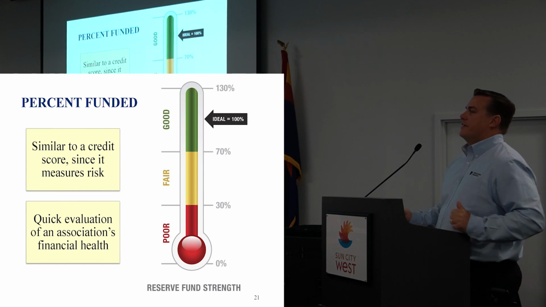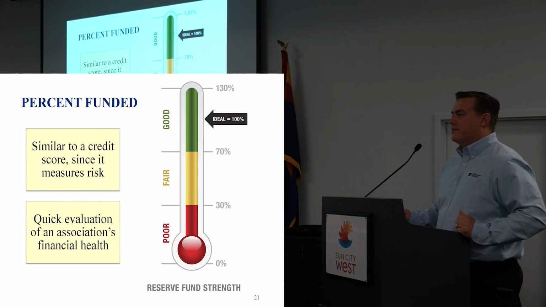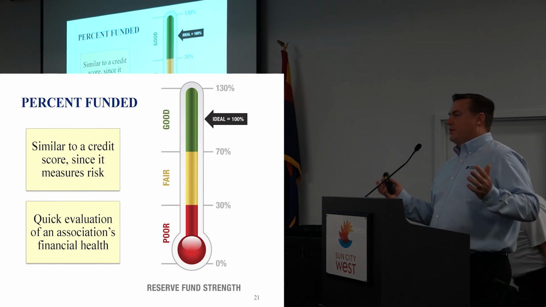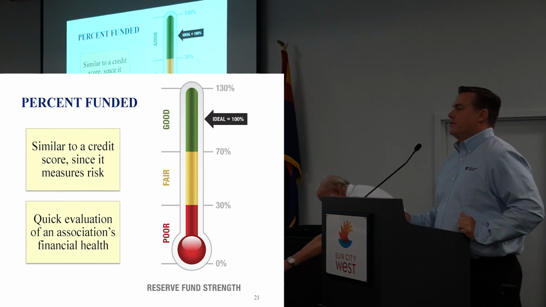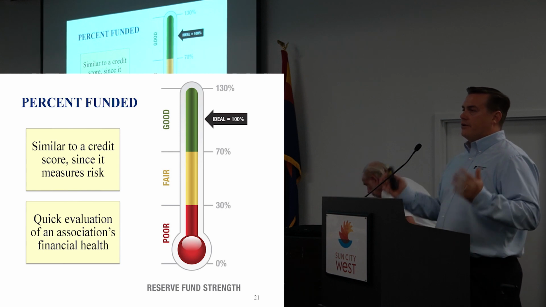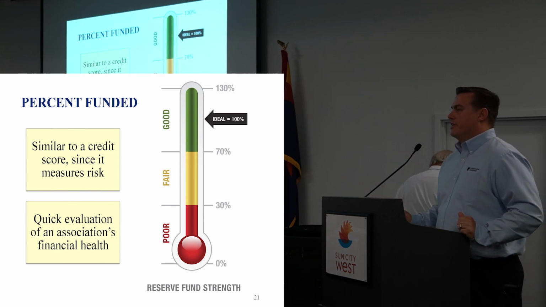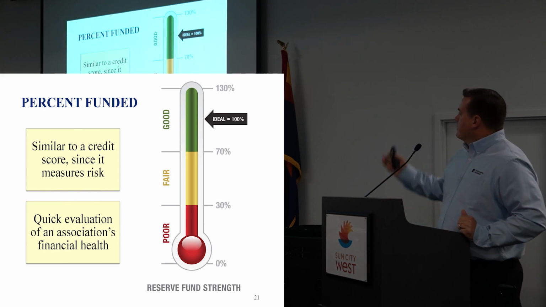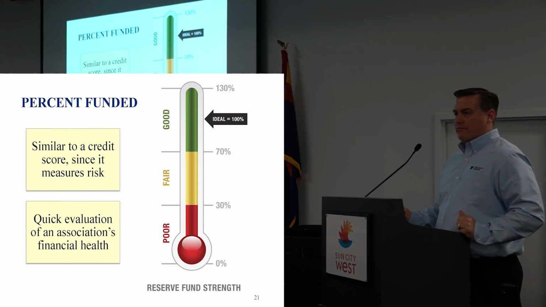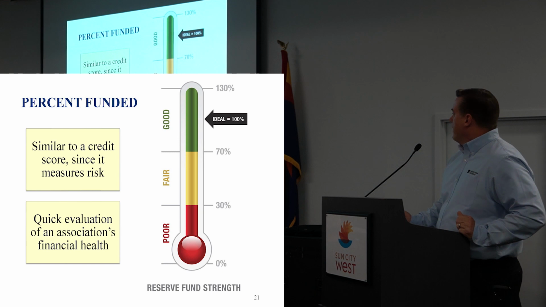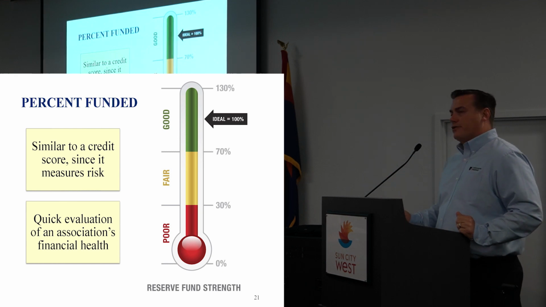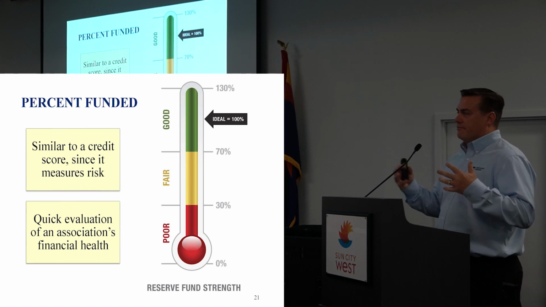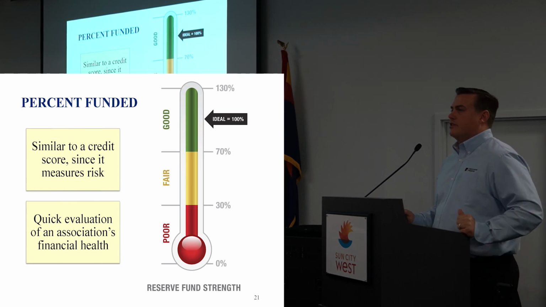So think of percent funded like a credit score because it measures risk. We're all familiar with the FICO score. We want to get a mortgage to buy a house, get a credit card. We all know the credit companies look at FICO score because it's a measurement of risk in lending you money. So percent funded is a measurement of risk for the community. And it's a quick evaluation of an association's financial health. So you should be able to look at that percent funded and get an image of how well this community is doing.